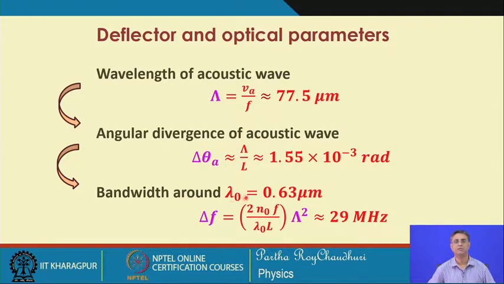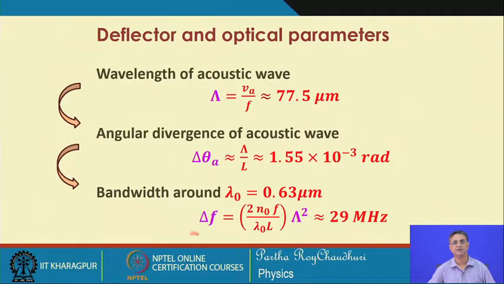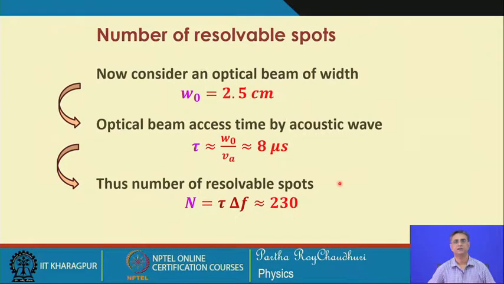Therefore, the bandwidth around lambda 0 equal to 0.63, which is approximately the helium neon laser wavelength, and delta f will be equal to this. So, this gives you a useful bandwidth for this acousto-optic deflector to operate, which is approximately equal to 29 megahertz. So, you have an acoustic frequency of 40 megahertz, and the range of acoustic frequencies which can be used for the deflection of the optical beam is over this 29 megahertz.